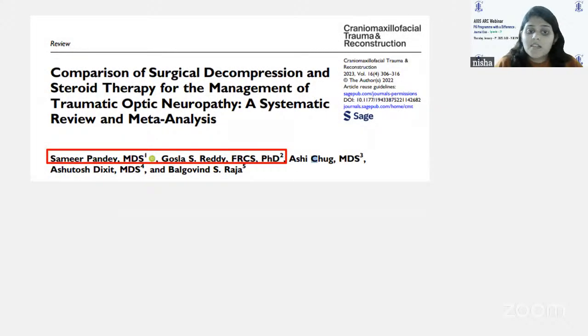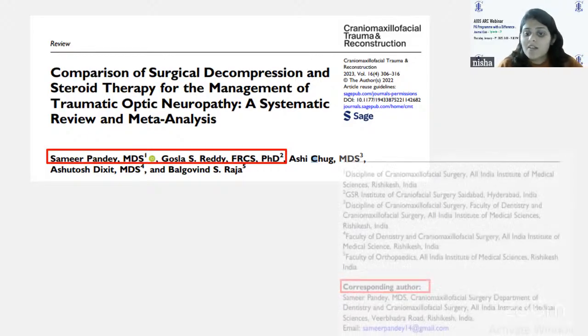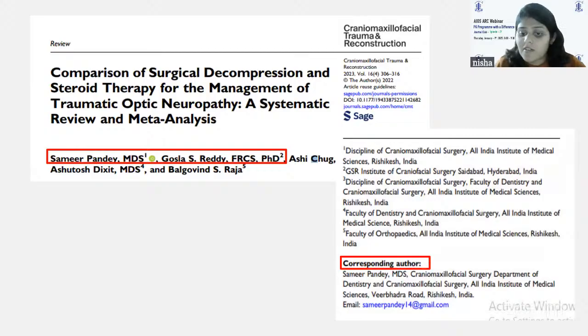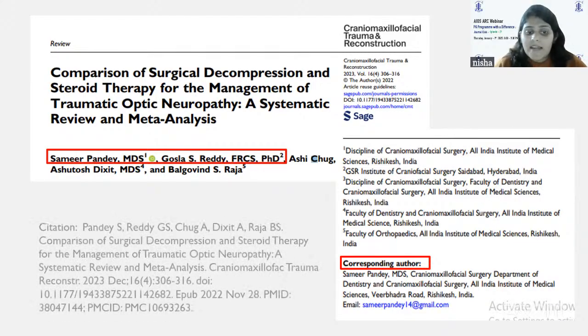So the chief author was Dr. Sameer Pandey, MDS, from AIIMS Rishikesh, and Ghosla S. Reddy. The corresponding author was Dr. Sameer Pandey. This was published in the journal Craniomaxillofacial Trauma and Reconstruction, 2023, volume 6. And this is the citation.